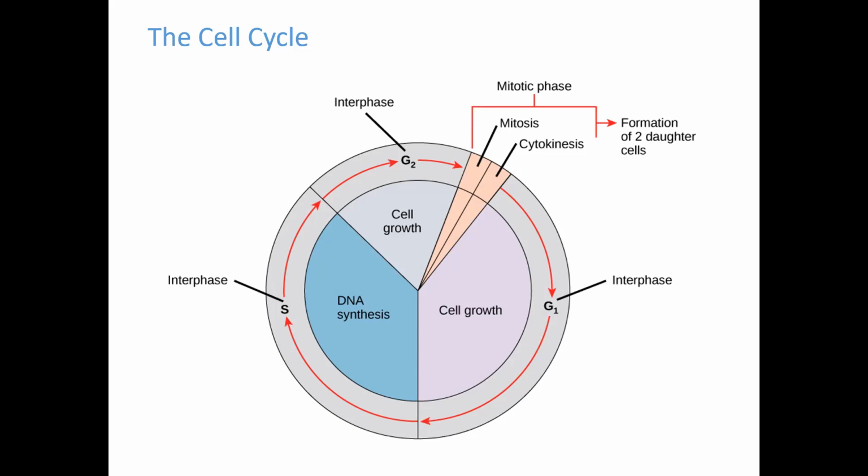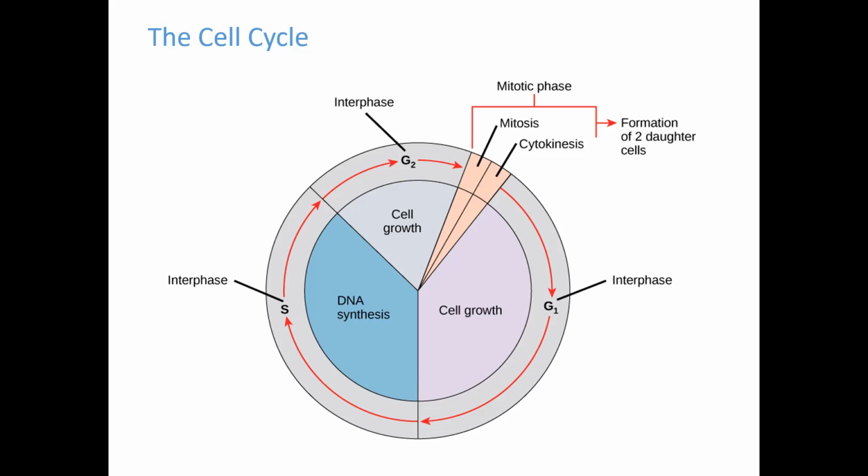And if we can't get a perfect copy, then the cell may destroy itself or just go to sleep and doesn't do anything after that. But if we produce a perfect copy of our DNA, or we have two perfect copies, then we go immediately into the G2 phase, and we get ready, we start producing the enzymes and the proteins we need for cytokinesis and mitosis, and then we go right into mitosis.